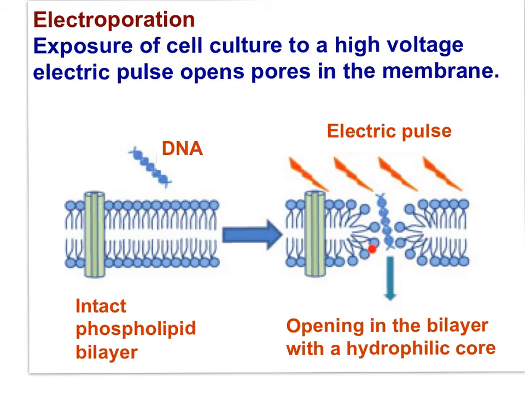In this image, we can see the pore that opens up with the electric pulse. The opening allows the uptake of recombinant DNA. Electroporation is fast, inexpensive, and works with various cell types. Large numbers of cells can be treated simultaneously.